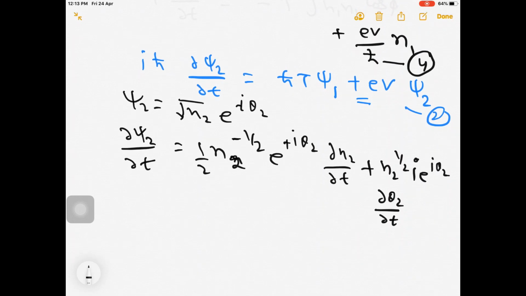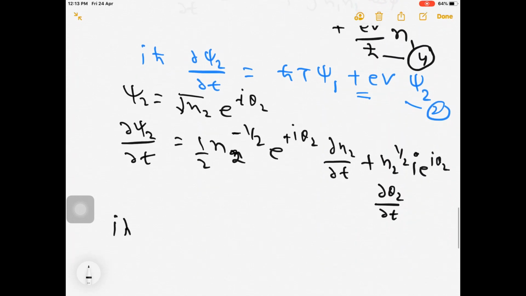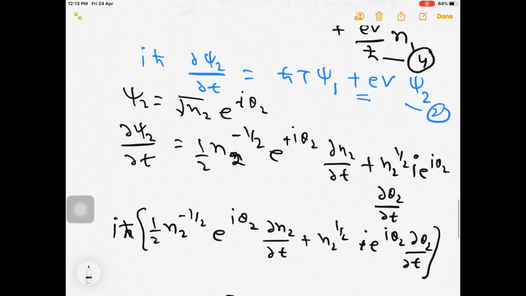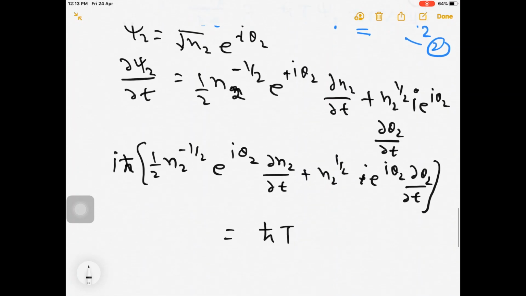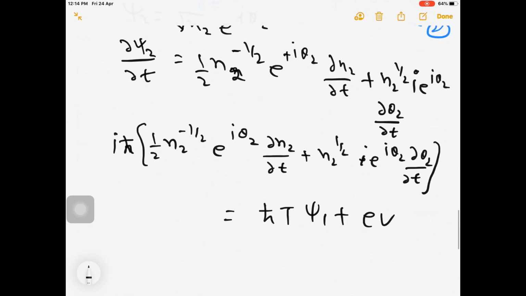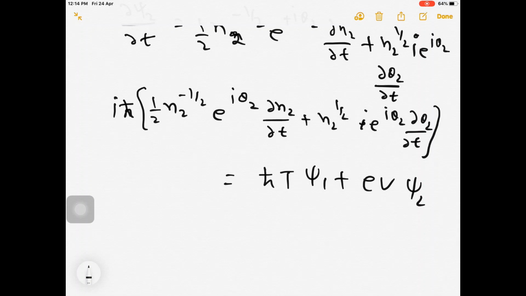Put this value in equation 2 and I will get iħ [1/2 √n2 − 1/2 e^(iθ2) ∂n2/∂t + √n2 (1/2) i e^(iθ2) ∂θ2/∂t] equals Tψ1 + eVψ2. And transfer the iħ to the right hand side, so I can eliminate ħ from here.